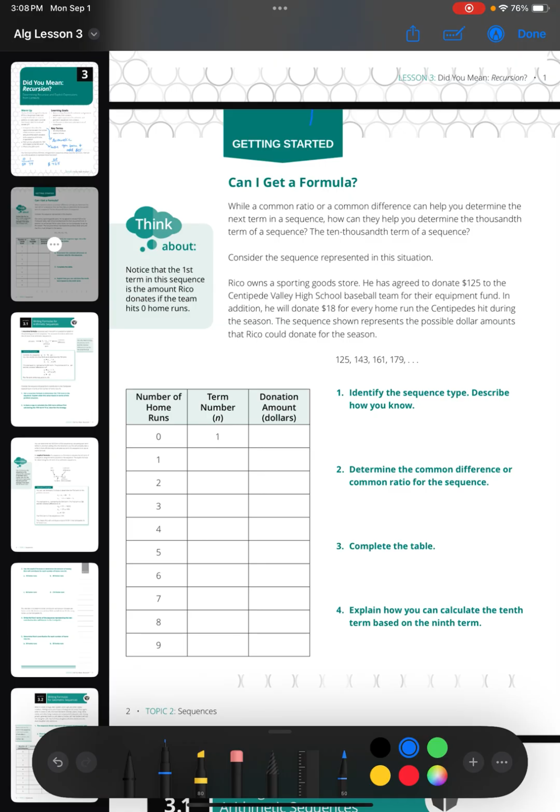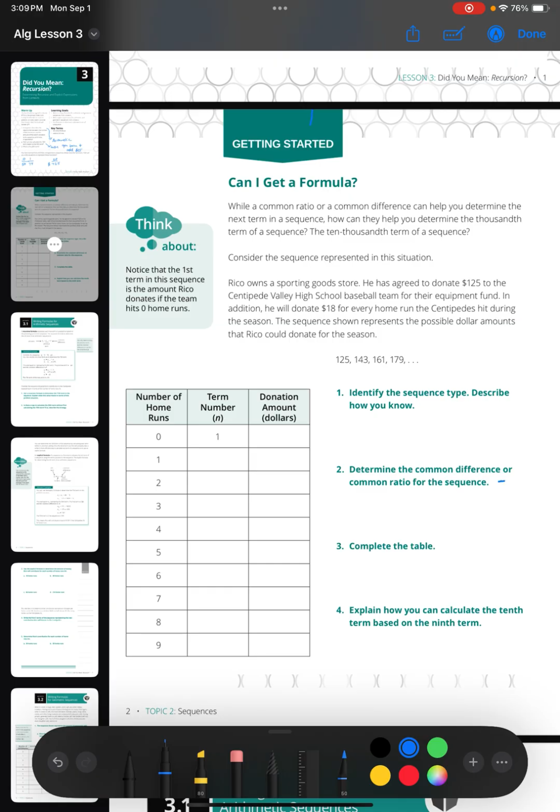Okay, so this says Rico owns a sporting goods store. He has agreed to donate $125 to the Centipede Valley High School baseball team for their equipment fund. In addition, he will donate $18 for every home run hit during this season. The sequence shown represents the possible dollar amounts that Rico could donate for the season. So starting at $125 that he's going to donate, and then for each home run, he would add that $18 per home run. So which sequence type does this describe?